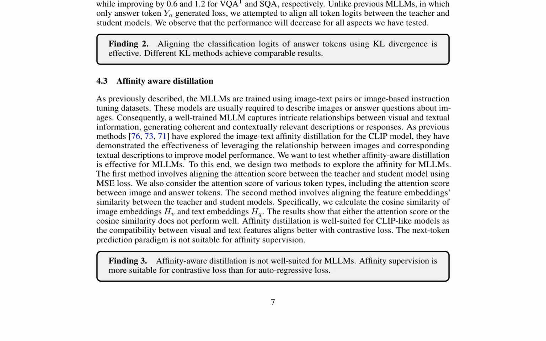The first method aligns attention score between teacher and student model using MSE loss, while the second aligns feature embedding similarity using cosine similarity. Table 3 shows that neither attention score nor cosine similarity performs well, indicating affinity distillation is not suitable for MLLMs. Finding 3 concludes that affinity-aware distillation is more suitable for contrastive loss than autoregressive loss, making it more applicable to CLIP-like models.